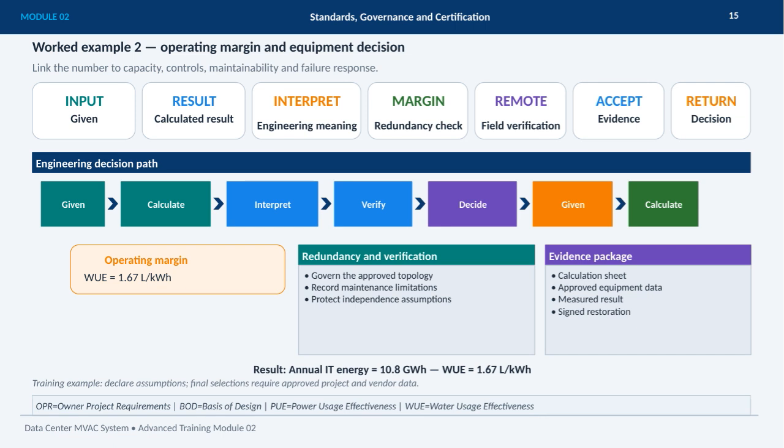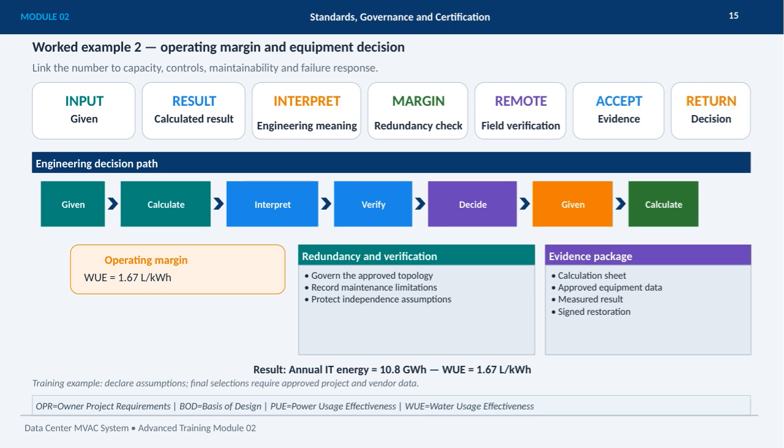We begin with the operating margin represented here by a water usage effectiveness, or WUE, of 1.67 liters per kilowatt-hour. This is an important metric as it quantifies water efficiency relative to energy use. Following that, redundancy is checked to govern the approved system topology, document any maintenance limitations, and protect the assumptions of independence between components. Field verification, or remote checks, validate these findings through real-world measurements and inspections.